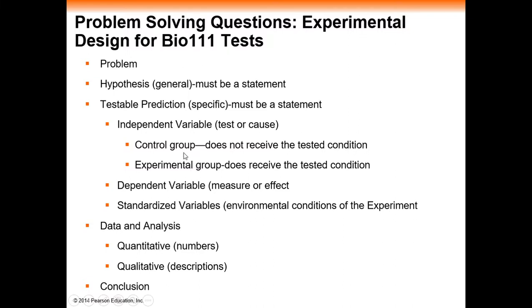So in other words, between the control group and the experimental group, the only difference should be the presence or absence of that independent variable, the thing that's tested, or the thing that we think is the cause of an effect.